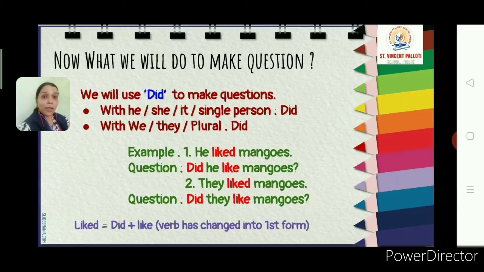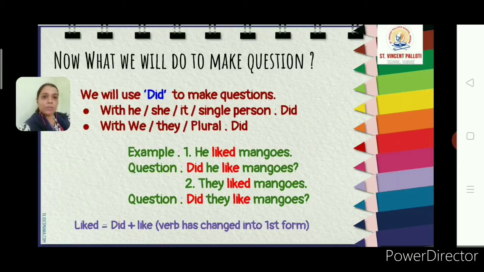So what is our question's structure? We will put the helping verb at the first and then the sentence as it is. Because it is not having a helping verb, we are using did. In the simple present, we were using does or do. That has become the helping verb while making interrogative. So here, he liked mango, we will be using did. At the first, the helping verb will come, है ना? That is the structure. So, did he like mangoes? That liked will convert into the first form when you are making a question. When you are making a question, liked will become like. It will be applied to all the verbs.